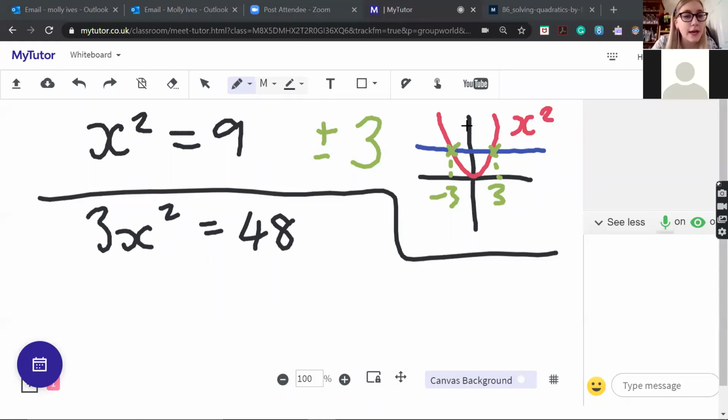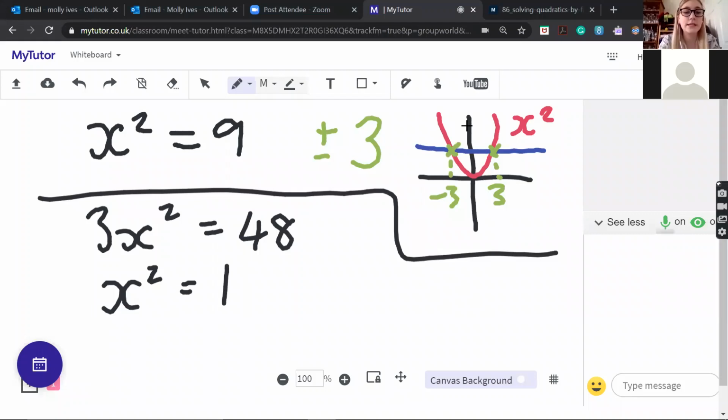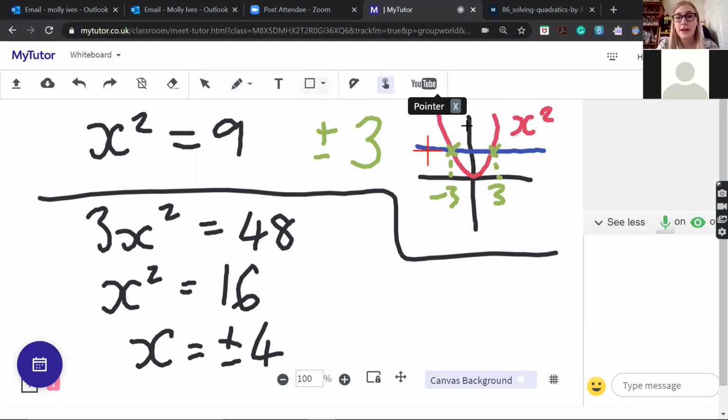So 3x squared equals 48. We want to get the x squared term by itself, so we're going to divide both sides by 3. So we end up with x squared equals 16, since 48 divided by 3 is 16. So then x equals plus or minus 4. Again, it's like this, but with this line being a bit higher. So where it equals 16, we have it here.